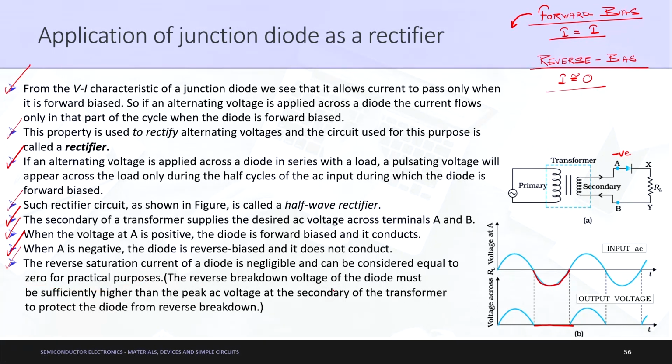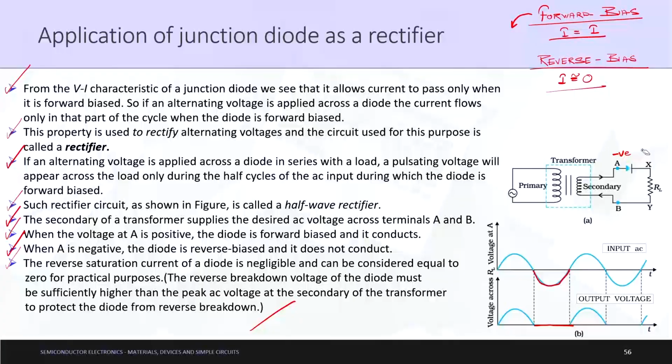The reverse breakdown voltage of a diode must be sufficiently higher than the peak AC voltage at the secondary of the transformer to protect the diode from reverse breakdown. This voltage should be greater than VBR, otherwise the diode can work in reverse bias and the PN junction diode will get destroyed due to overheating. So we need to make sure that the voltage supplied by the secondary of the transformer should not be greater than the breakdown voltage.